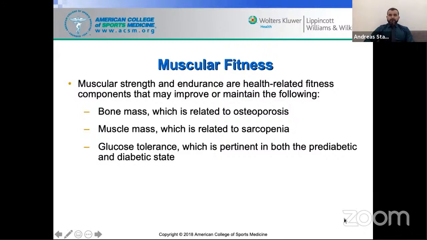Also, glucose tolerance. So glucose intolerance is something we're trying to avoid. Glucose tolerance, in a very simplistic way, is how much glucose we can actually use in our muscle. If we don't use it, it just stays in our blood. That's not good, right? Intolerance is not a good thing. We're trying to avoid that because that has to do with diabetes and prediabetes.